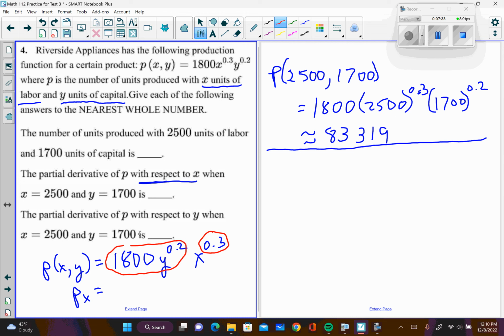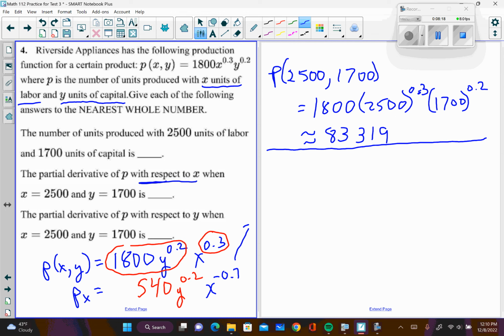So on my calculator I'm multiplying 0.3 times 1800, so that comes out to be 540. But y to the 0.2 is part of that constant. And then next to that we have x to the whatever 0.3 minus 1 is. 0.3 minus 1 is negative 0.7. That's how we find the derivative. The exponent and the constant circled in red get multiplied. And then x to the 0.3 becomes x to the 0.3 minus 1, which is negative 0.7.